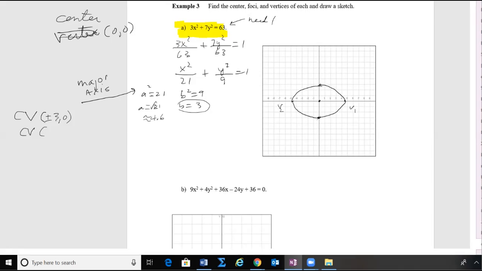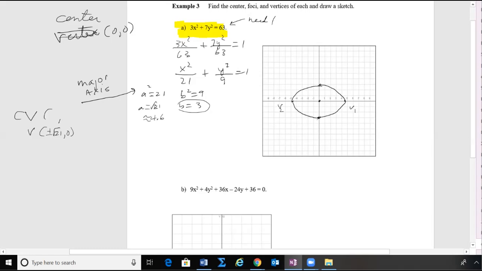The vertices. Oops. The vertices would be at plus or minus root 21, 0. And the co-vertices, I got that backwards now. I tried to just save a little time. Okay, so let's fix that.